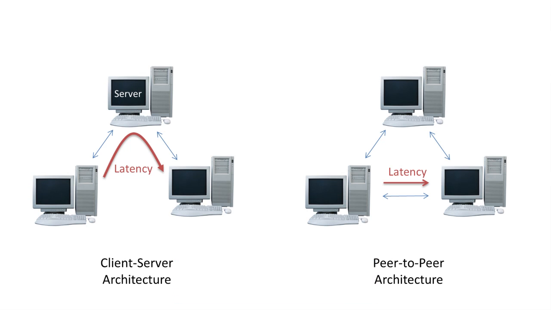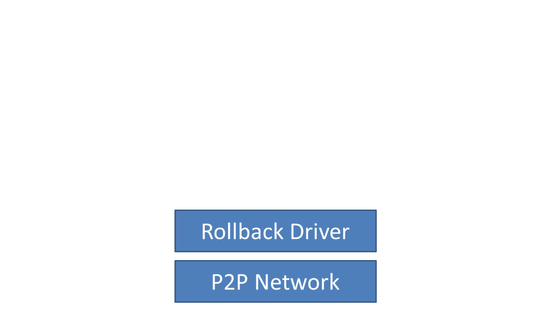Now, the benefit of using a peer-to-peer architecture like this is that there's no server that you have to go through, so there's reduced latency. On top of that peer-to-peer networking layer, I made something that we've called a rollback driver, which manages the networked state of the game. So the benefit of the rollback system is that the game doesn't actually really need to know that it's running on the network. Most other network architectures require that the game has this understanding that it's running on a network.